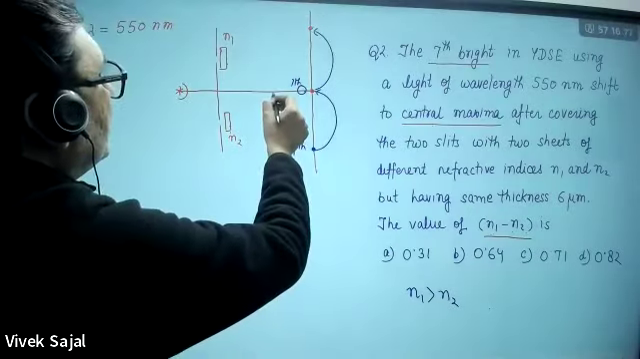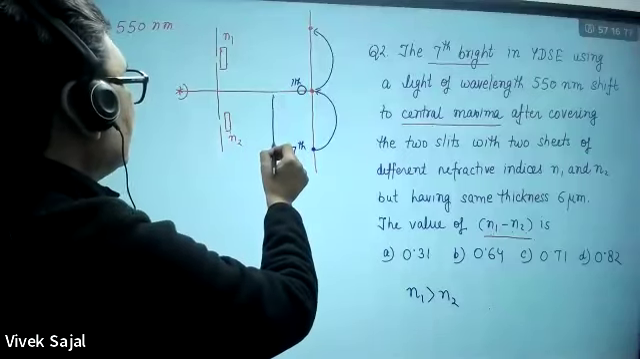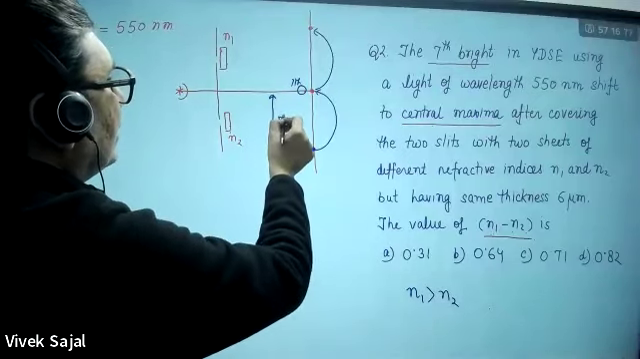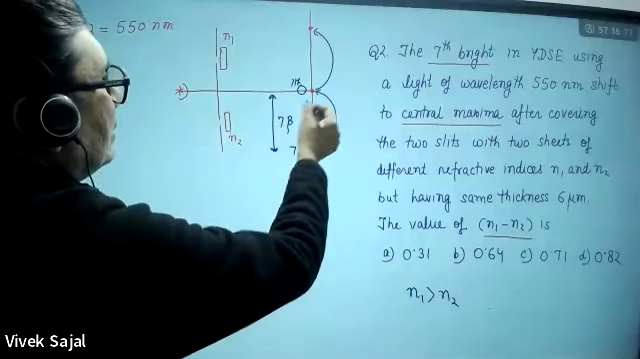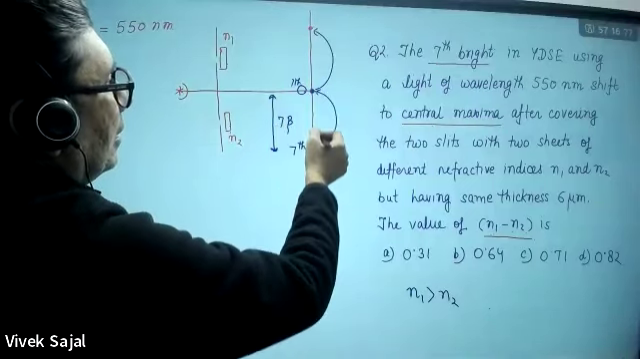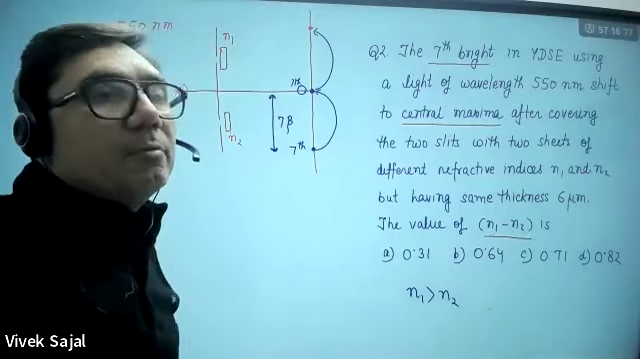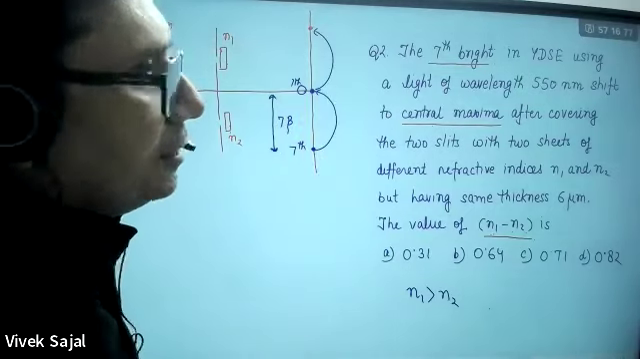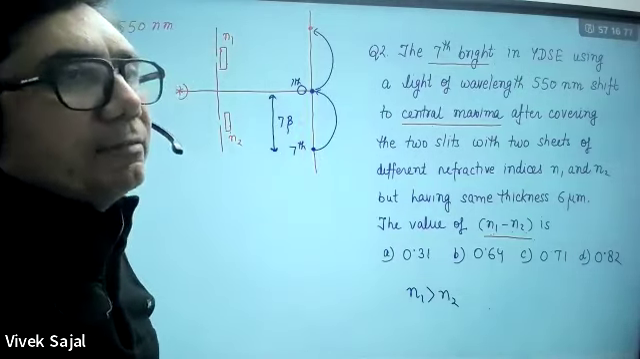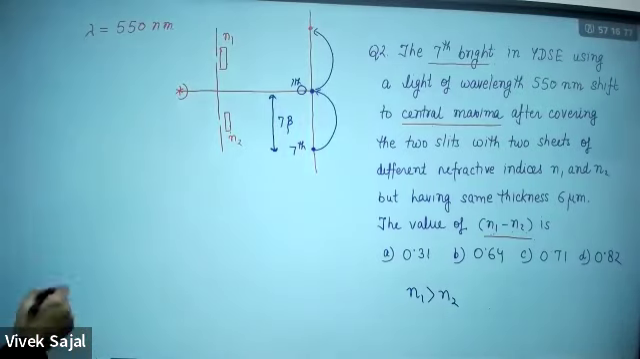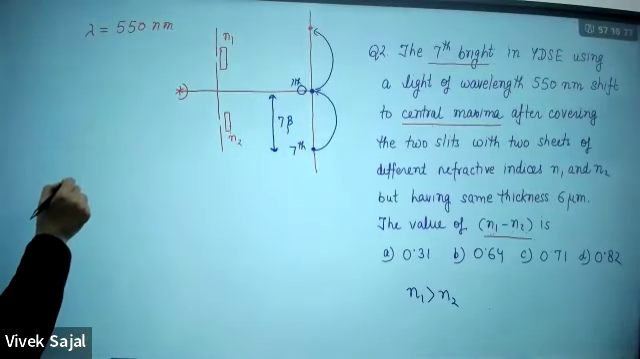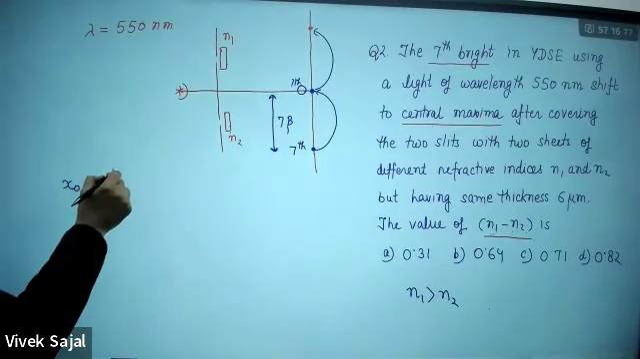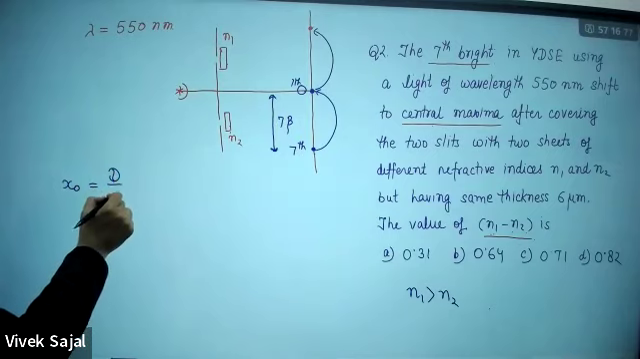So how much shift is this? What is this distance? Can anyone tell me how much this distance will be? I write it as 7 beta. The separation between the central maxima and the 7th maxima will be 7 beta. So the central fringe is shifted by 7 beta. What will be the shift here? The shift will be x naught, and this will be capital D by small d.